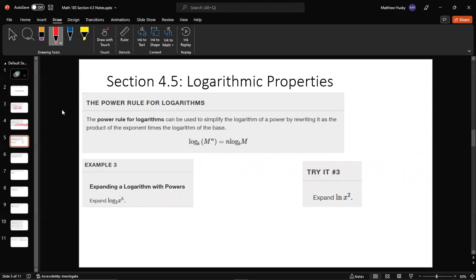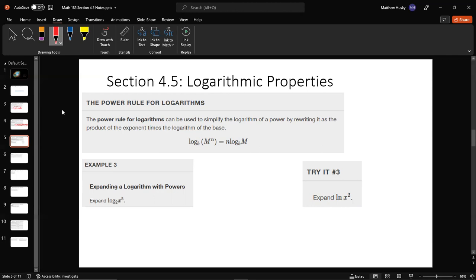The last one is the power rule. So what that one says is if you have log base b of m to the n power, what you would do is you take the power, pull it out to the front, and multiply that number by the logarithm. So you'd have n times log base b of m.